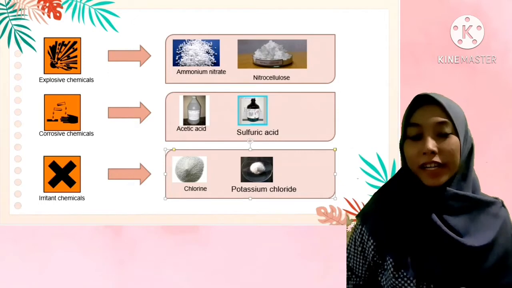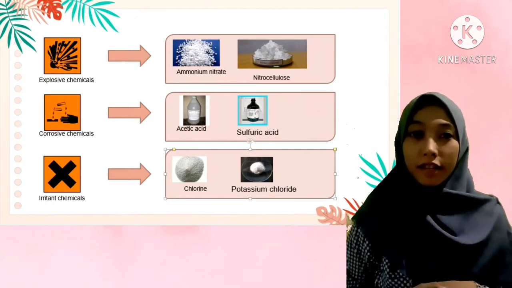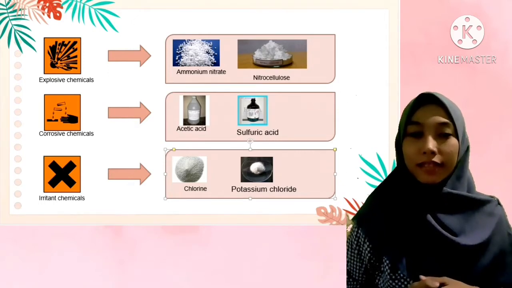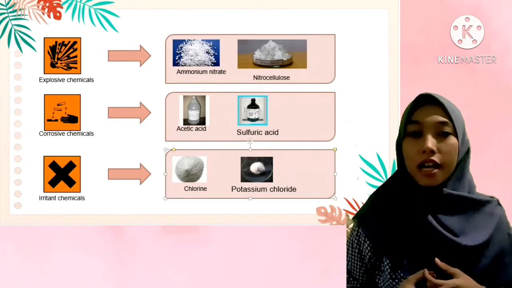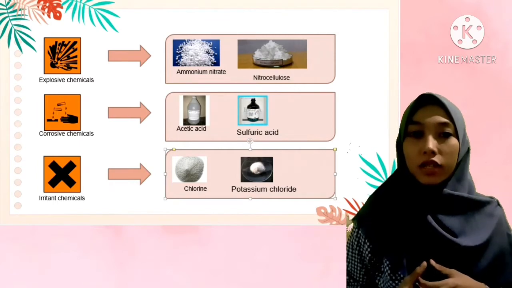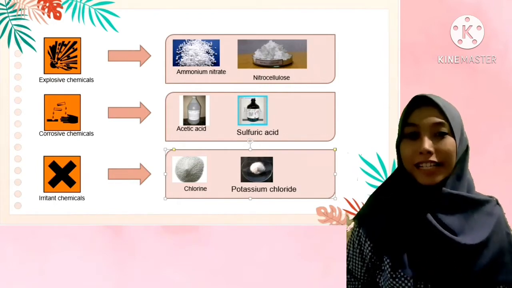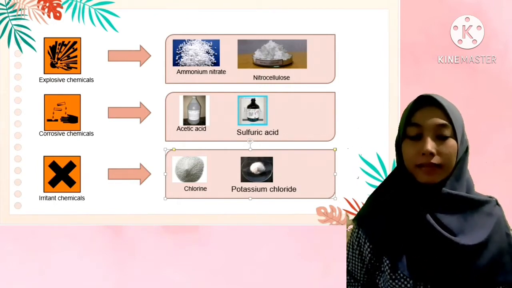Hazard from explosive chemicals, for example, ammonium nitrate and nitrocellulose. Corrosive chemicals: hazardous substances which can cause other objects to be destroyed or have a negative impact, for example, acetic acid and sulfuric acid. Irritant chemicals: hazard from substances that can cause irritation, itching, and burns to the skin, for example, chlorine and potassium chloride.